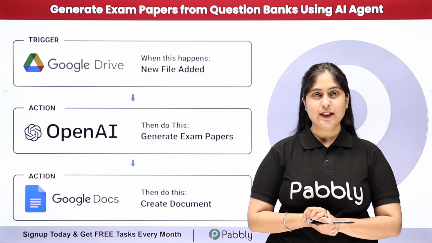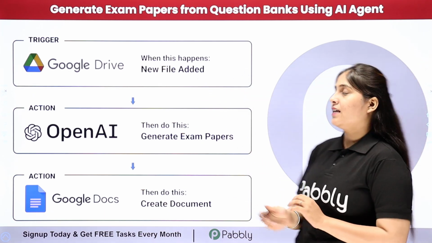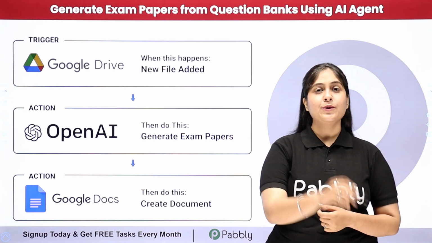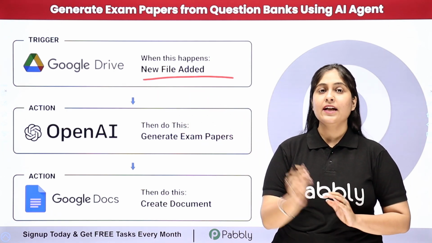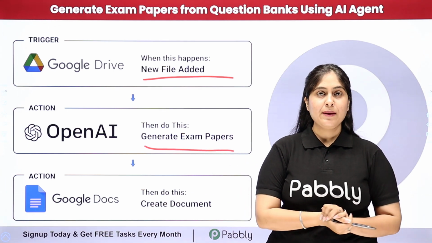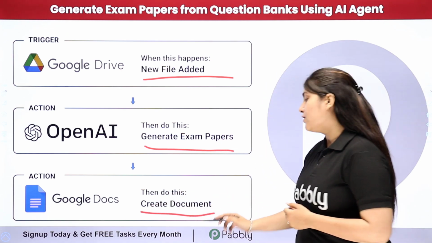In this video, we are going to understand how to generate exam papers from question banks using AI agent. As a teacher, my objective is that whenever I upload a new question bank in my Google Drive, OpenAI should automatically generate the exam papers using that file. And after generating the exam papers, that should automatically be saved as a new document in my Google Docs account.